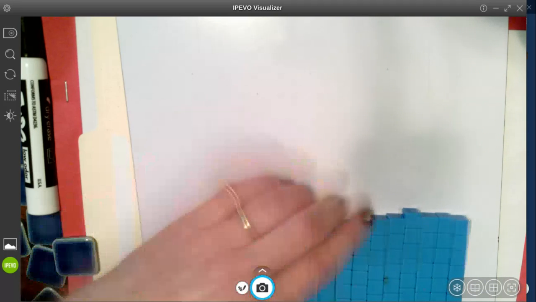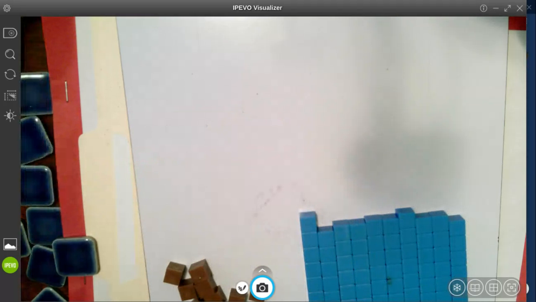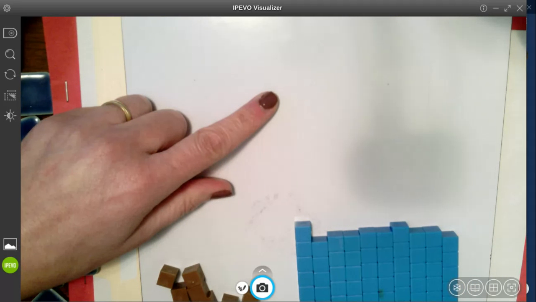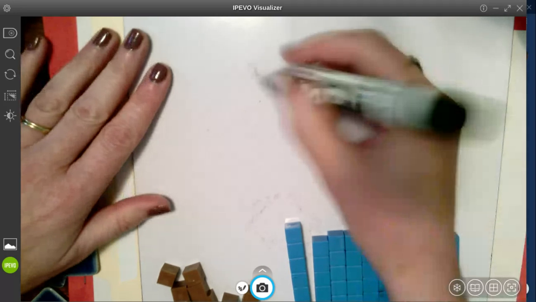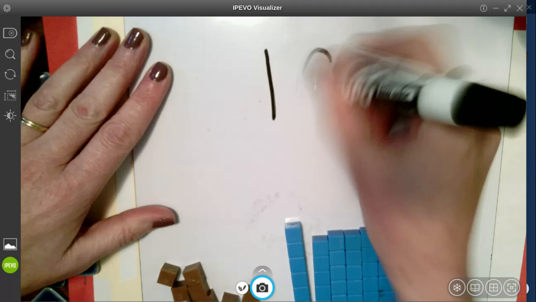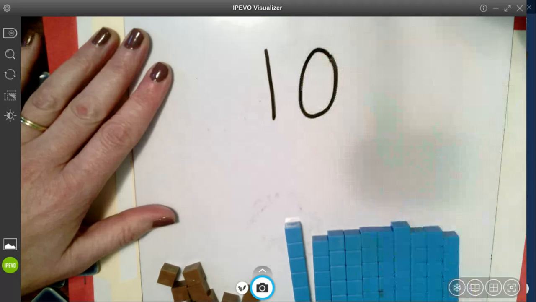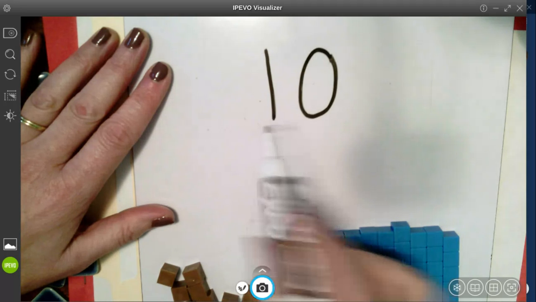So once you have all your supplies, you can go ahead and take out your wipe-off marker. And I'm going to just go ahead and write down a double-digit number here. And I want to see if you can figure out how to build it using your 10s and your 1s. So let's go ahead and start with something a little bit simple. We'll start with number 10. So in order to show number 10, we're going to look at these two digits and we're going to look at the place value.